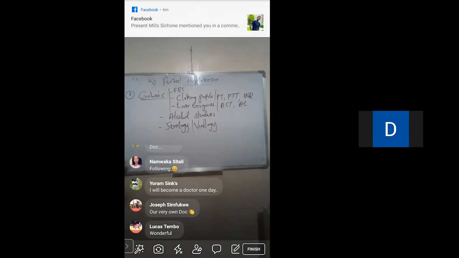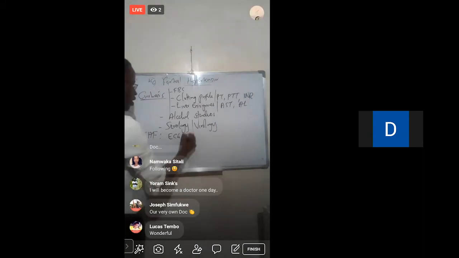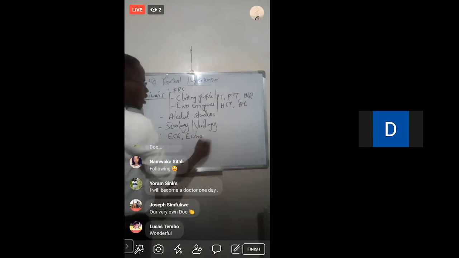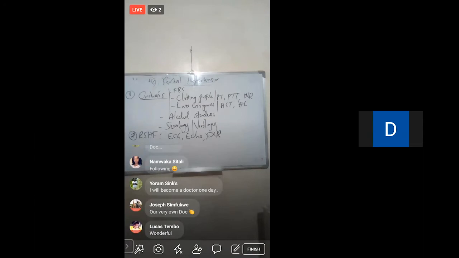If we suspect, for example, that the cause of their portal hypertension is due to heart problems, that is right-sided heart failure, then we can do tests on the heart. We can do ECG, echo, even X-ray, chest X-ray. We can do a chest X-ray as well on this patient.